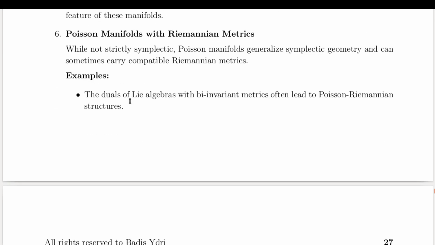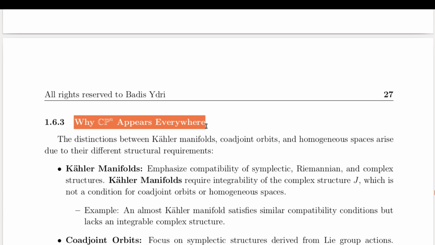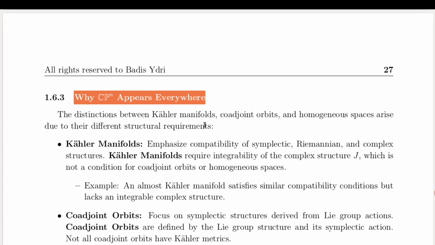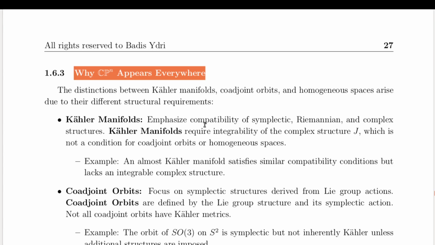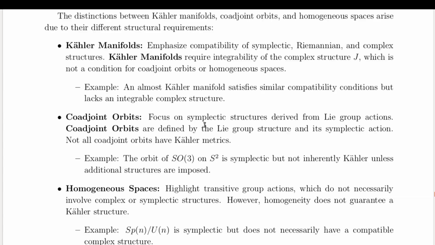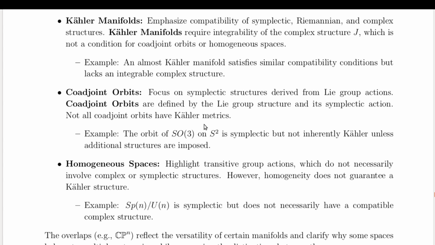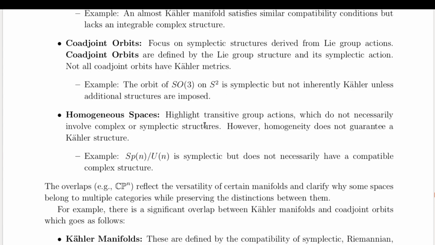Why does CP^N appear everywhere? Complex projective spaces, like CP^N, are remarkable because they combine the properties of Kähler manifolds, coadjoint orbits, and homogeneous spaces. As Kähler manifolds, they bring together symplectic, Riemannian, and complex structures. This makes them key players in both mathematics and physics. CP^N is also a coadjoint orbit of the unitary group SU(N+1). Its symplectic structure arises naturally from the action of this group, while its homogeneous nature ensures symmetry and uniformity.